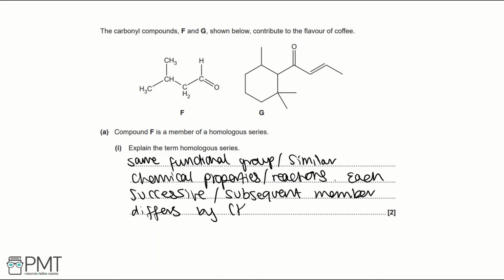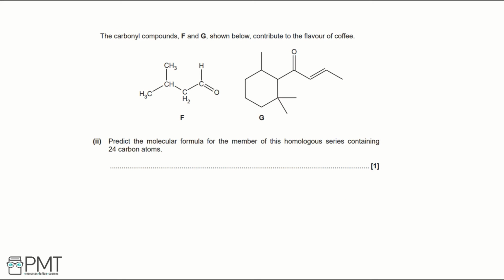And then to get the 2 marks for this question, you get a mark for this first statement, so either same functional group or similar chemical properties or reactions. So either of those, that's your first mark, and then your second mark from saying each successive or subsequent member differs by CH2. Part 2.